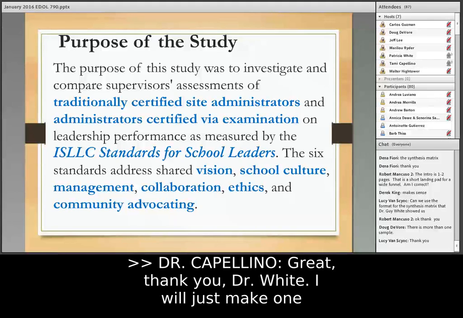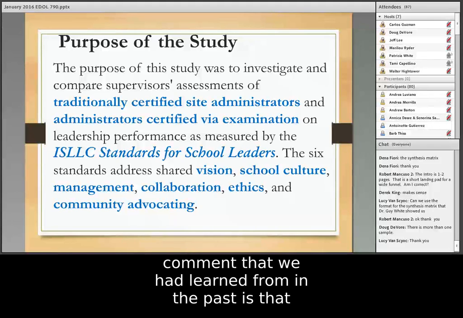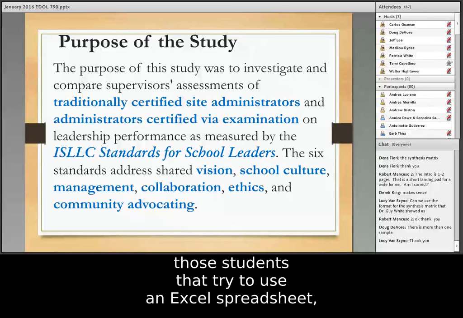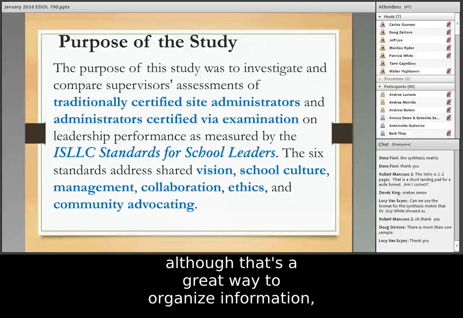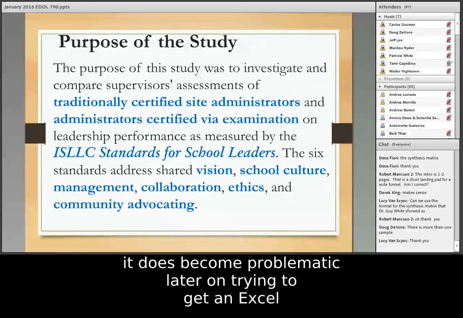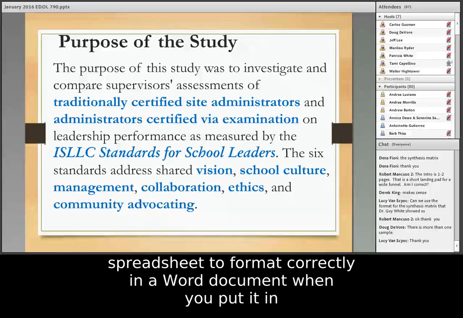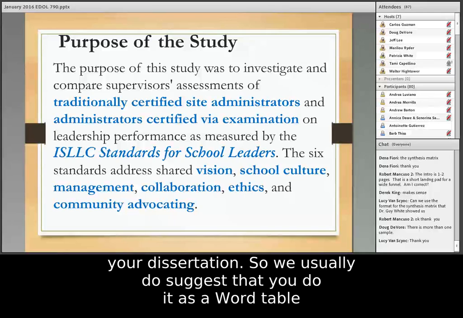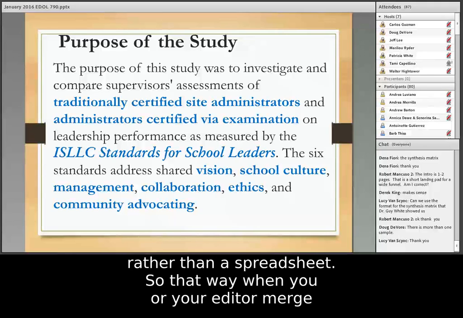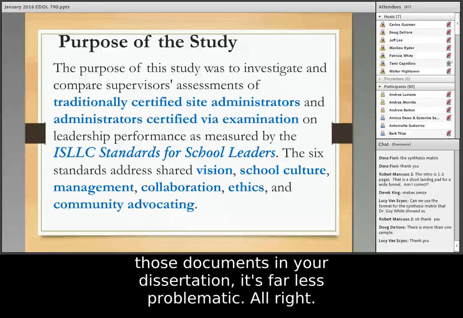Great. Thank you, Dr. White. I will just make one comment that we have learned from in the past: those students that try to use an Excel spreadsheet, although that's a great way to organize information, it does become problematic later on trying to get an Excel spreadsheet to format correctly in a Word document when you put it in your dissertation. So we usually do suggest that you do it as a Word table rather than a spreadsheet. That way when you or your editor merge those documents in your dissertation, it's far less problematic.